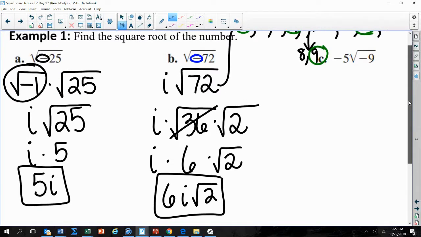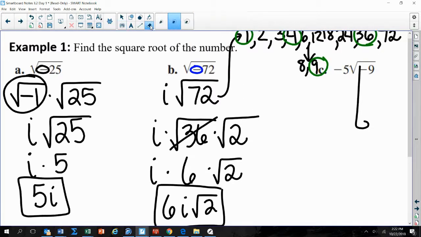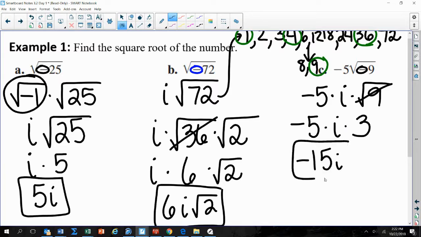All right, part C. As soon as I look at part C, I see that negative underneath the square root. That's no good. So I'm instantly going to pull out an i, and then the 9 under the radical will be positive. Can I take the square root of 9? Is 9 perfect? Yeah, what's 9 a perfect square of? 3. Okay, so that whole thing can be reduced down to 3. So I get negative 15i. There we go. Any questions?